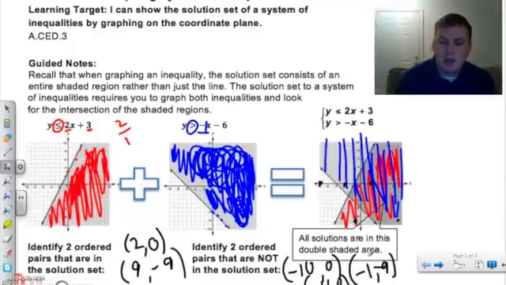Now I know it only asks us for 2, but I just wanted to show that any of those 3 points, whether it's not shaded at all, shaded just in one region, or shaded just in the other, are not solution sets. All our solutions are going to be in the area where the red and the blue overlap over here.